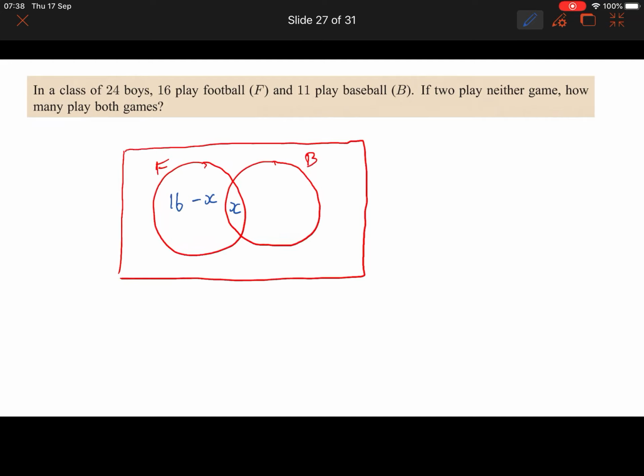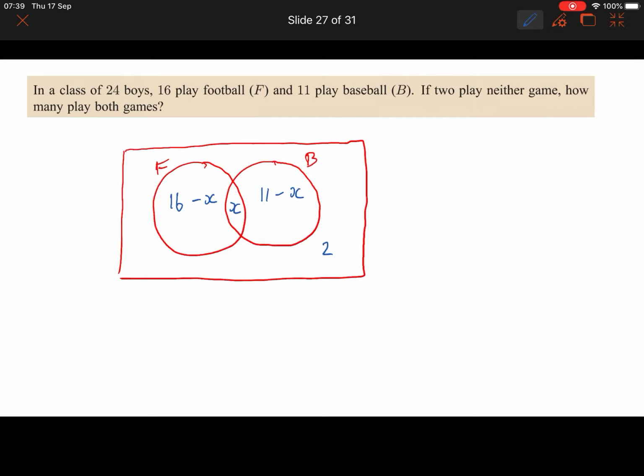Okay, and the same logic for baseball. You wouldn't put 11 in that section, you would put 11 minus X. If that is not clear to anyone, you must contact me and clarify that, because you easily get this wrong if you don't understand that. Okay, now you also know that 2 people play neither game, so that's this region here. 2 people play neither game.